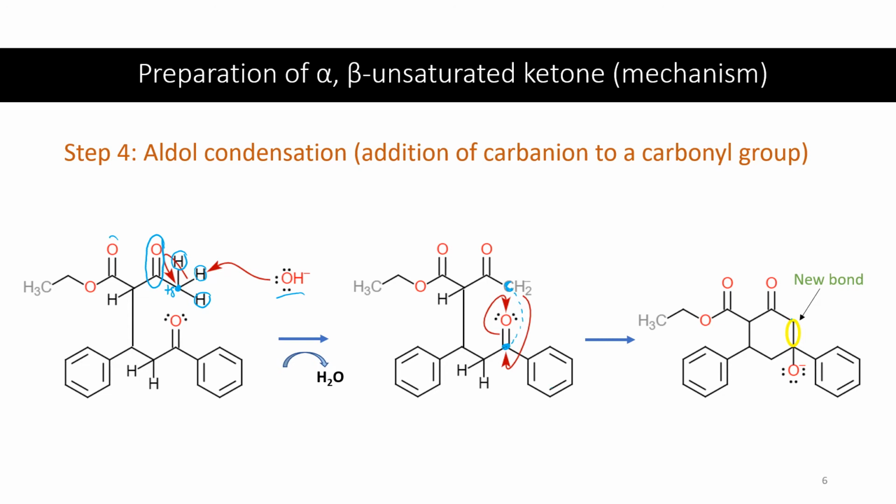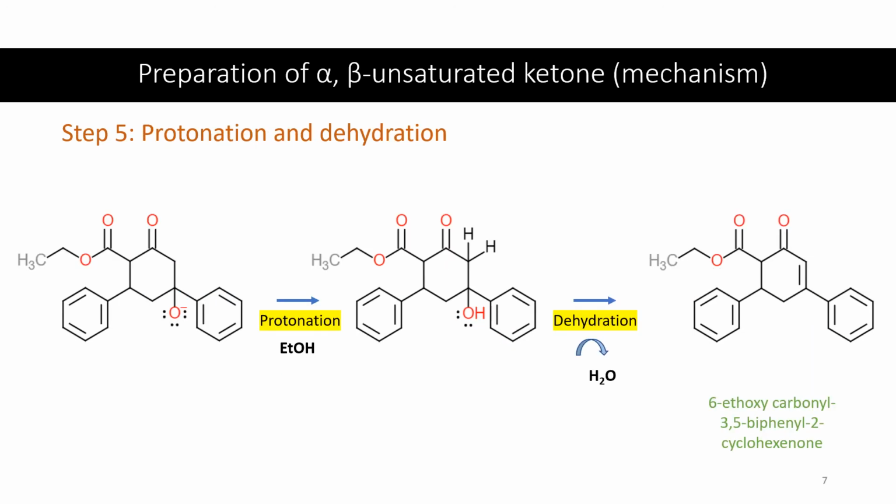So now we have a new bond, and the electrons were shifted to its oxygen, so there is a negative charge around that, which will be taken away by the protonation by ethanol, and finally that OH group will undergo a dehydration by grabbing one of these protons and forming a new carbon-carbon double bond.